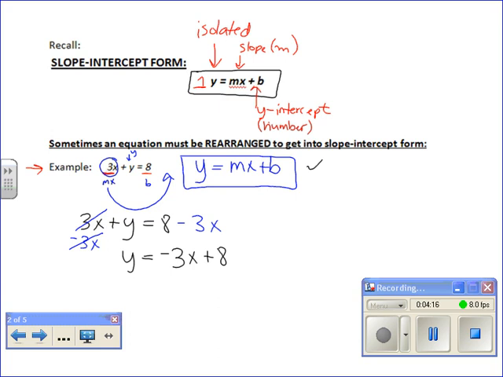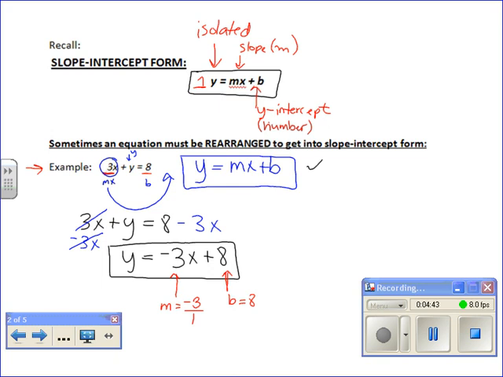Okay, plus 8. 8 minus 3x is the same as negative 3x plus 8. I've just moved these around so that they are in the correct order. So now it is in slope-intercept form. Okay, and now I can see that my slope is equal to negative 3 over 1. There's my rise and my run. And my y-intercept, b, is equal to 8.